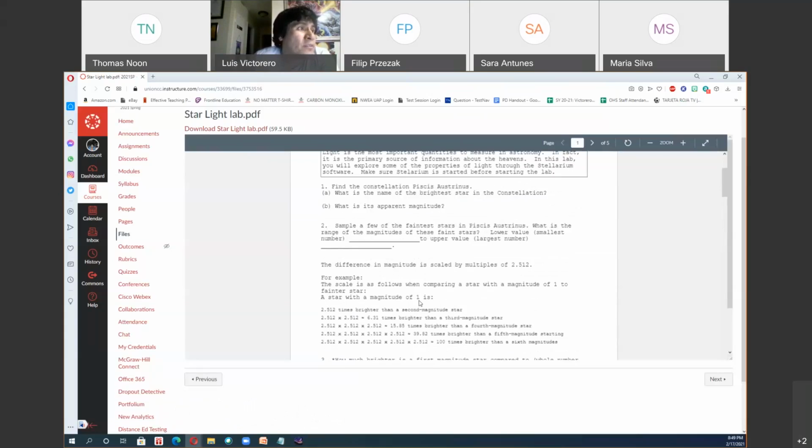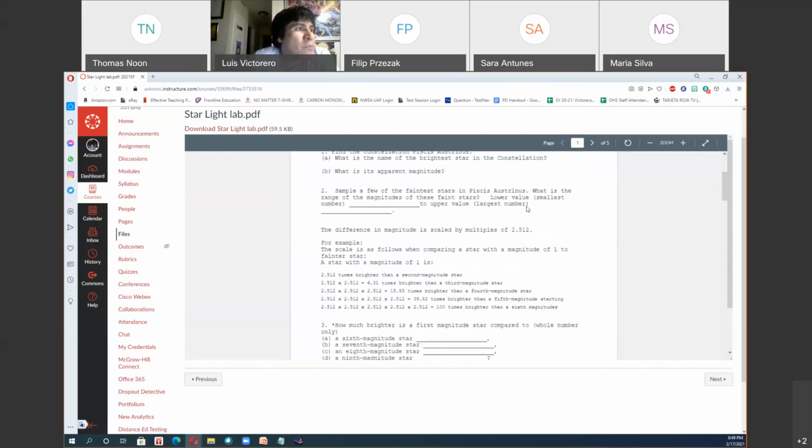So the difference in magnitudes is scaled by multiples of 2.512. So a magnitude 0 is 2.512 times brighter than a magnitude 1. The difference of magnitudes is 1, so that's the one. And then you start multiplying by the same number. For example, a magnitude 1 star is this many times brighter than the second magnitude. But then you multiply 2.512 times 2.512 to find how much brighter it is compared to the third magnitude star, and so on.